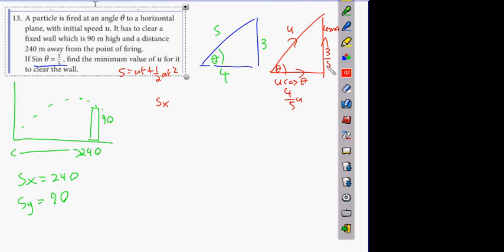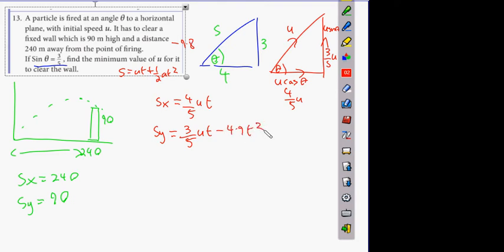So sx equals u times t, which is going to be 4 over 5u multiplied by t. There's no acceleration in the x direction, so the half at squared part is 0. For sy, the u value is 3 over 5u times t. Gravity is in this one because gravity is minus 9.8, so acceleration is minus 9.8, so it's going to be minus 4.9 t squared. Okay, there are two formulas.